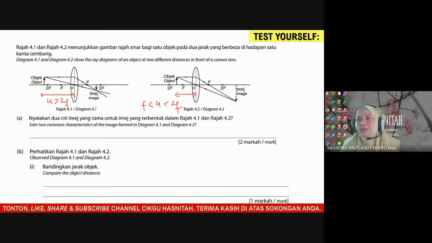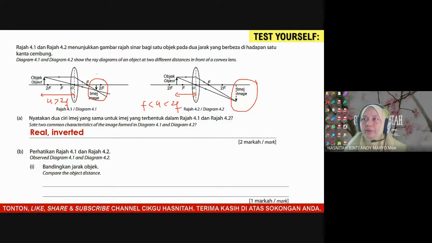The first question: state 2 common characteristics of the image formed in both diagrams. Students, this is our image in 4.1, and this is our image in 4.2. Can you give 2 common characteristics of the image formed? Yes, both are real and inverted.